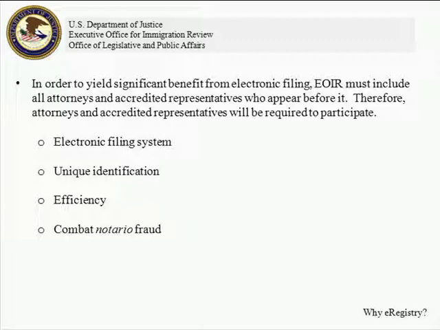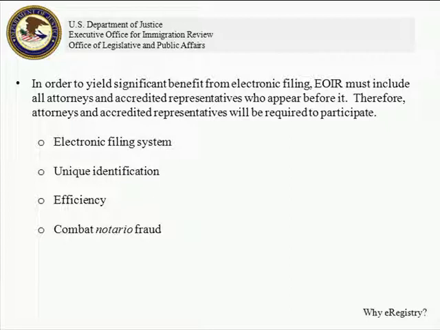As I said, it's the initial step in moving towards an electronic filing system. And the purpose is to ensure unique identification of every person who appears in representative status before the courts and the board. That is what eRegistry will provide, is this unique and individual registration information. We expect that our efficiency will be increased because we'll be reducing system errors and scheduling matters and providing improved notice to attorneys and accredited reps, fully accredited reps.